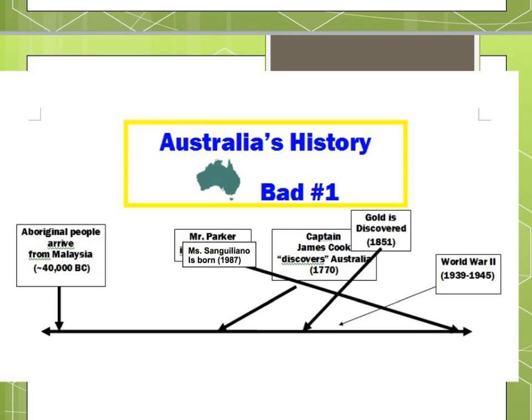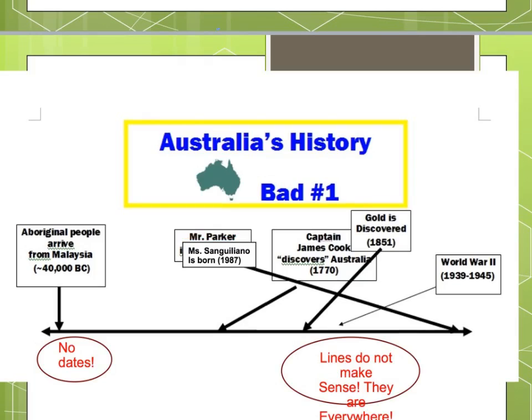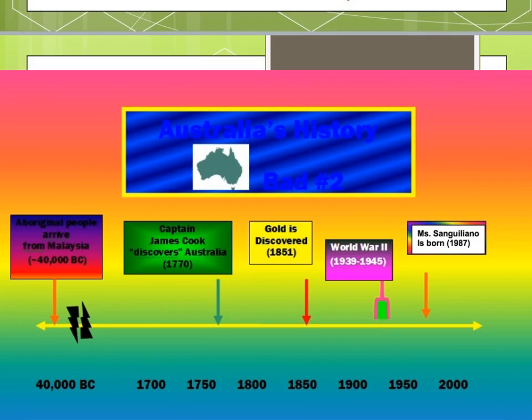Go ahead and pause, and yes, it says Mr. Parker and then Miss Angeliano. For some reason, when I transferred this, it did not work. So pause, write down what's wrong, share with your group, come back to me. Welcome back. Did you notice that there are no dates? The lines don't even make sense. They are everywhere. Like, why am I over here? I clearly belong there. All right, example number 2.